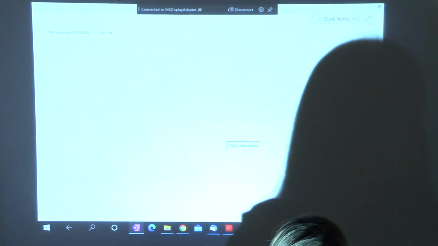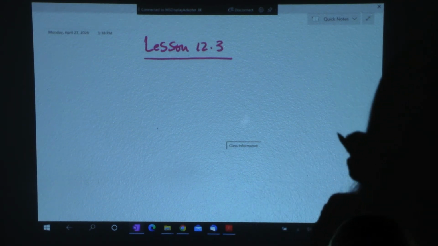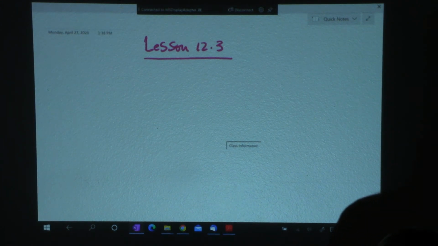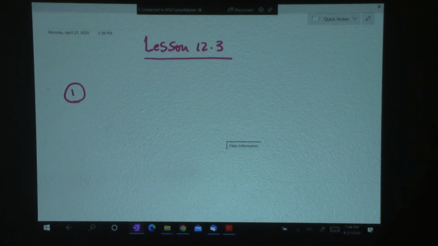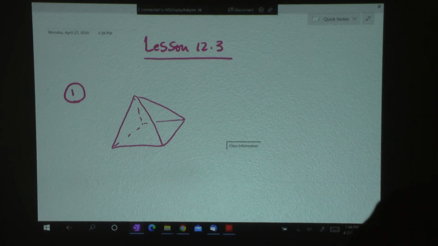All right, so this is lesson 12.3, and we are doing the surface area of pyramids and cones. So let's look at number 1. We're going to draw a picture of a regular square pyramid. So here's the picture, and we have the back side as well, like this. And in the problem, they tell us that the base is 16 centimeters here.